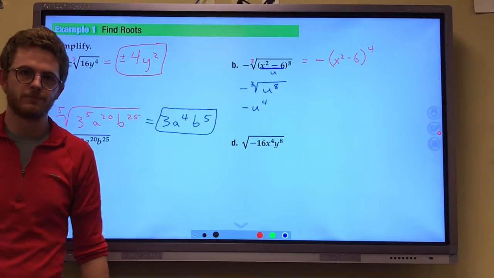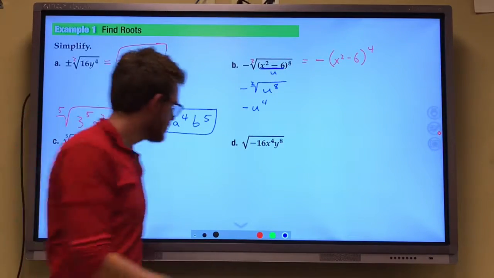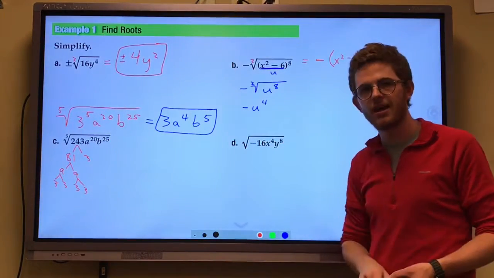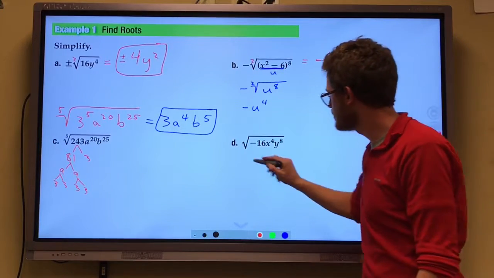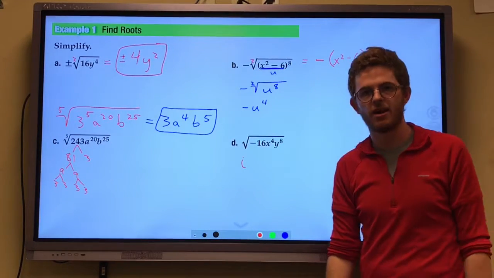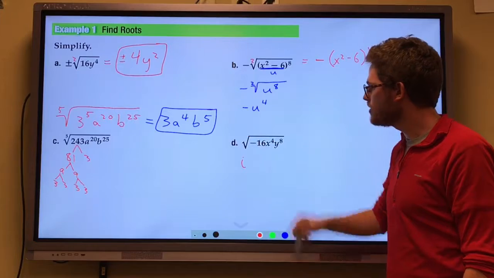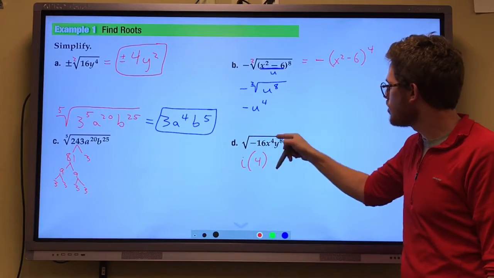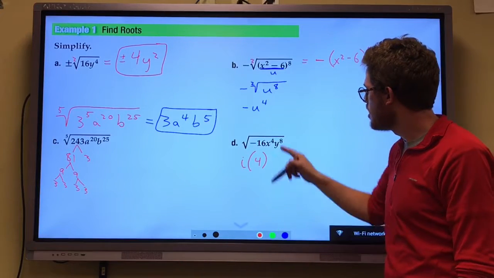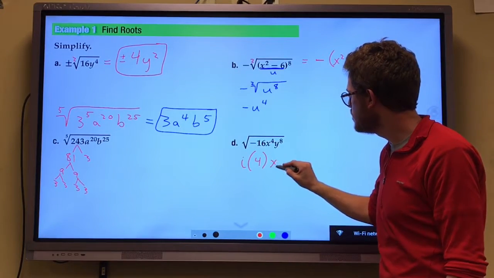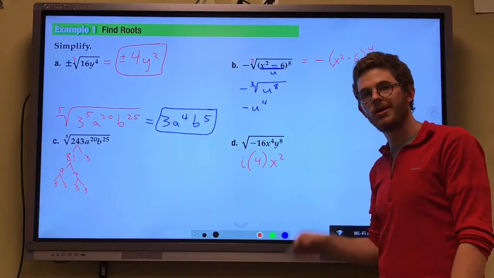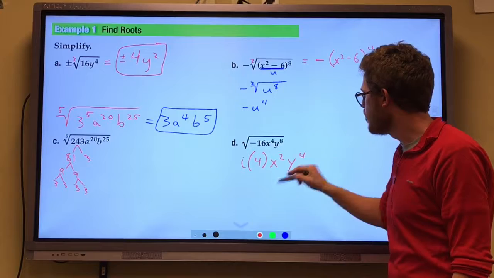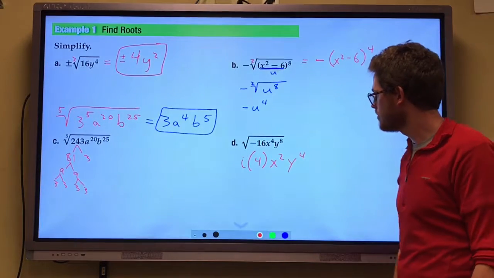Finally, let's take a look at D. The first thing I notice, square root of a negative. The square root of a negative is i. Our answer must have i in it. The square root of 16, 4. The square root of x to the 4th power, 4 divided by 2 gives me 2 with a remainder of nothing. 8 divided by 2 gives me 4 with a remainder of nothing.